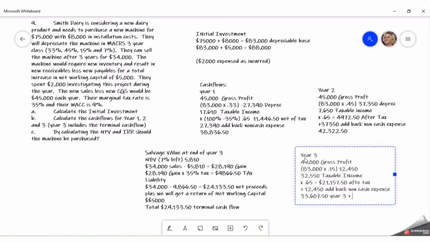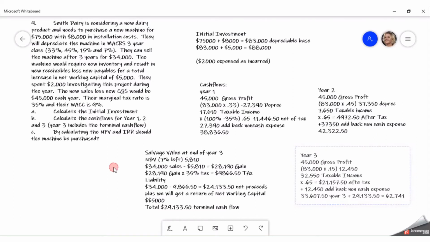But then now we have to add to it the $29,133.50, which is our terminal value, because again, we're assuming it's going to end right at the end of year 3, and we'll be able to sell it and get rid of the stuff that's left in inventory and collect on those receivables. So then that total is $62,741. Okay, so that is B.